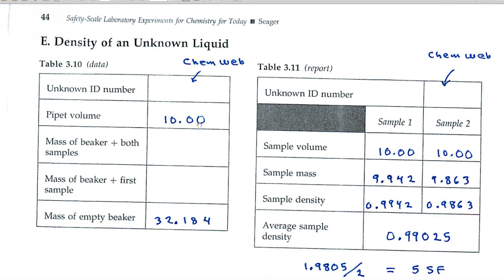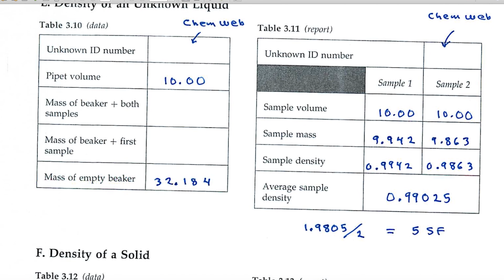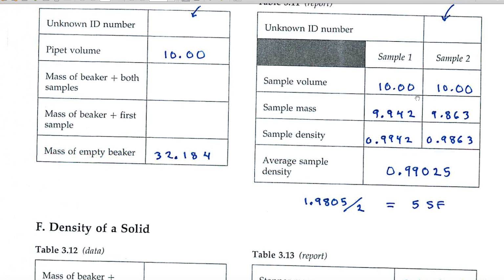Pipette volume to the 100th. Here you'll record mass volumes to the 1,000th. Then when you do the report part of this page, you'll repeat the pipette volumes as 10.00. I've put in a couple arbitrary numbers here for sample mass. Density, remember, is mass divided by volume, and that's how we've come up with this. In other words, the sample mass divided by 10.00 gives us this number.